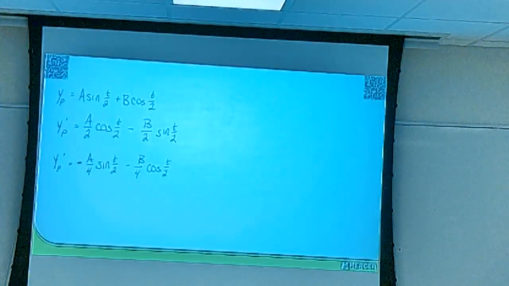I guess I should have been using dots instead of prime notations here, but it doesn't matter. So I'll just write them as dots, just to be consistent. But it doesn't matter.